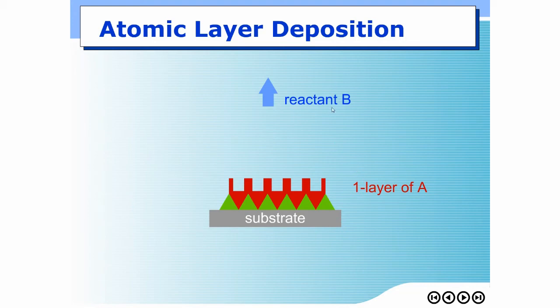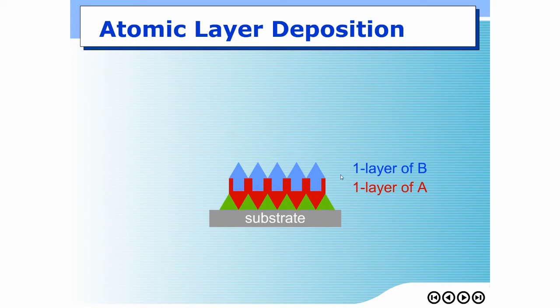So if this reactant B has this group compatible to this function on the surface, then you can have the reaction form, and reaction will continue until the whole surface will be covered. That will be another layer of reactant B.